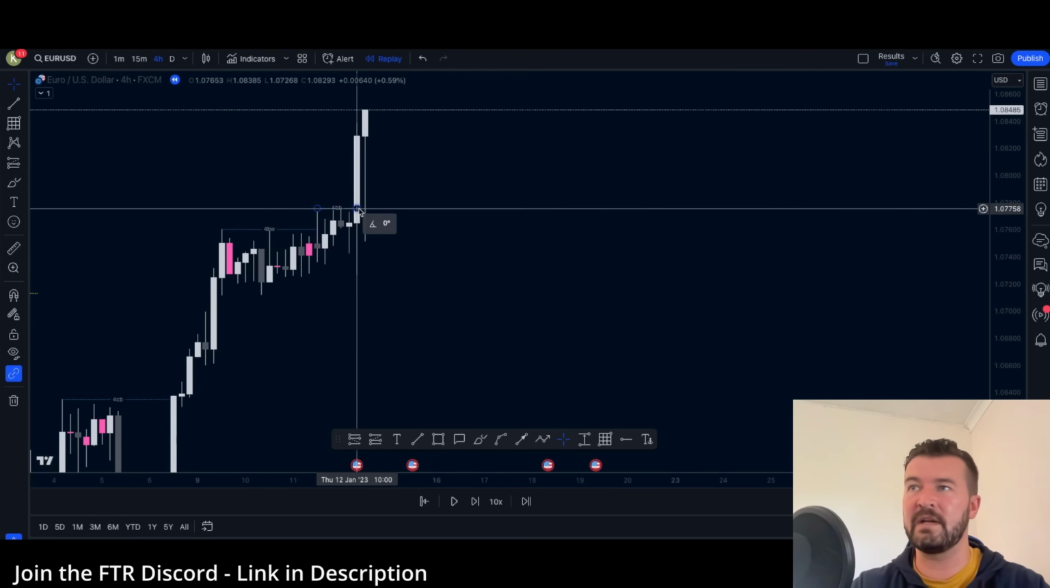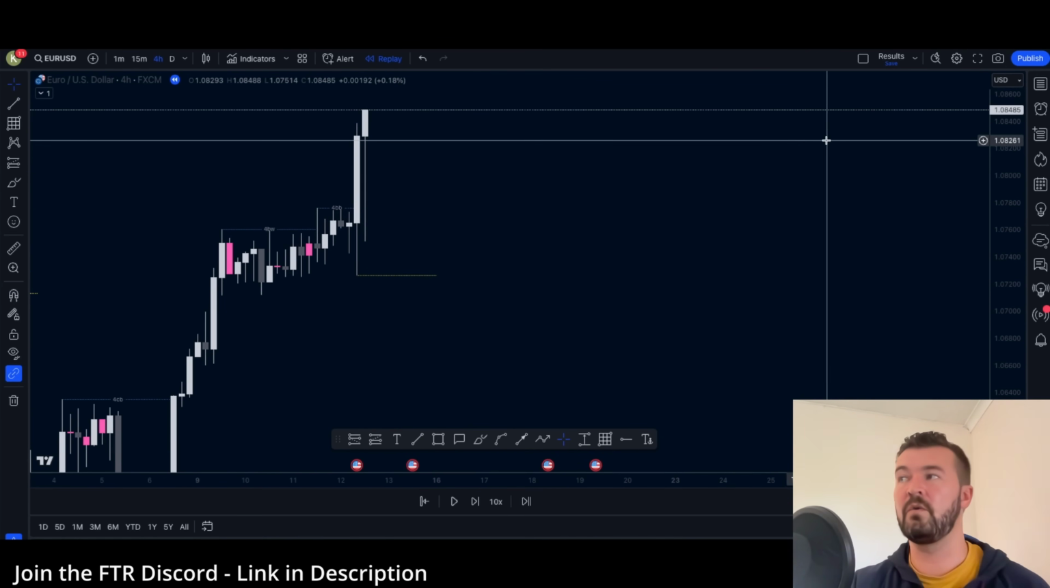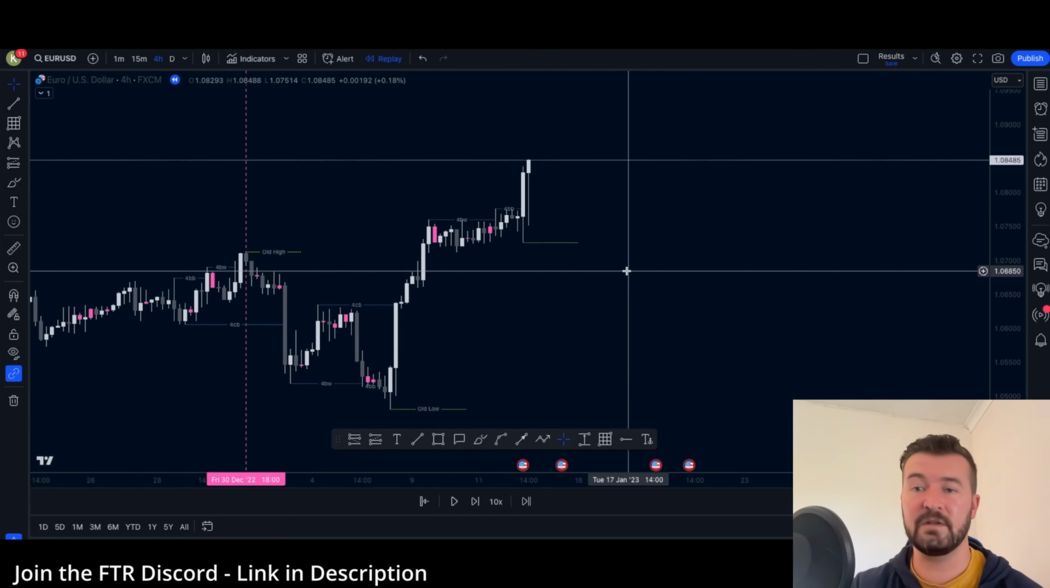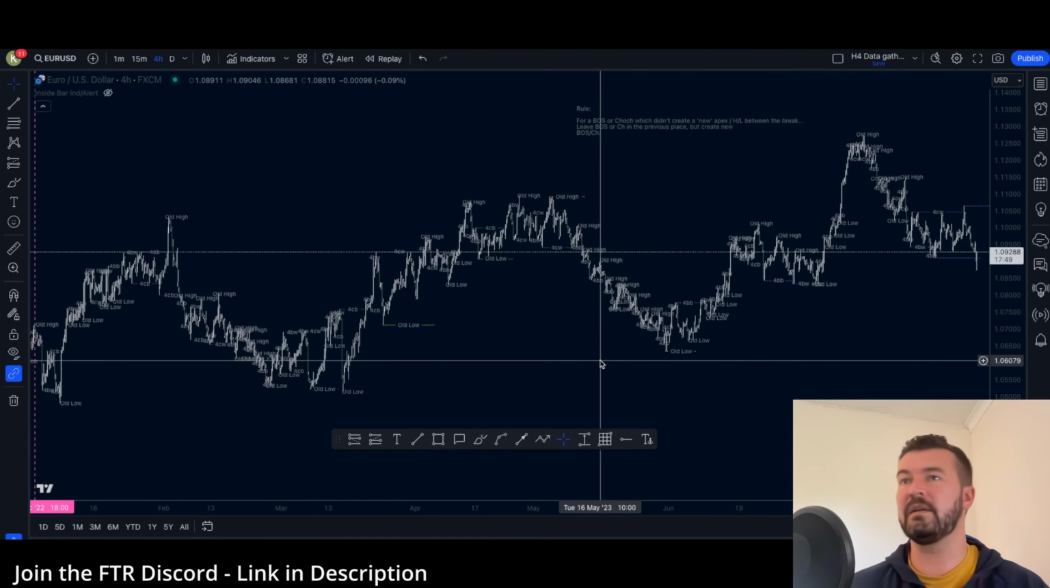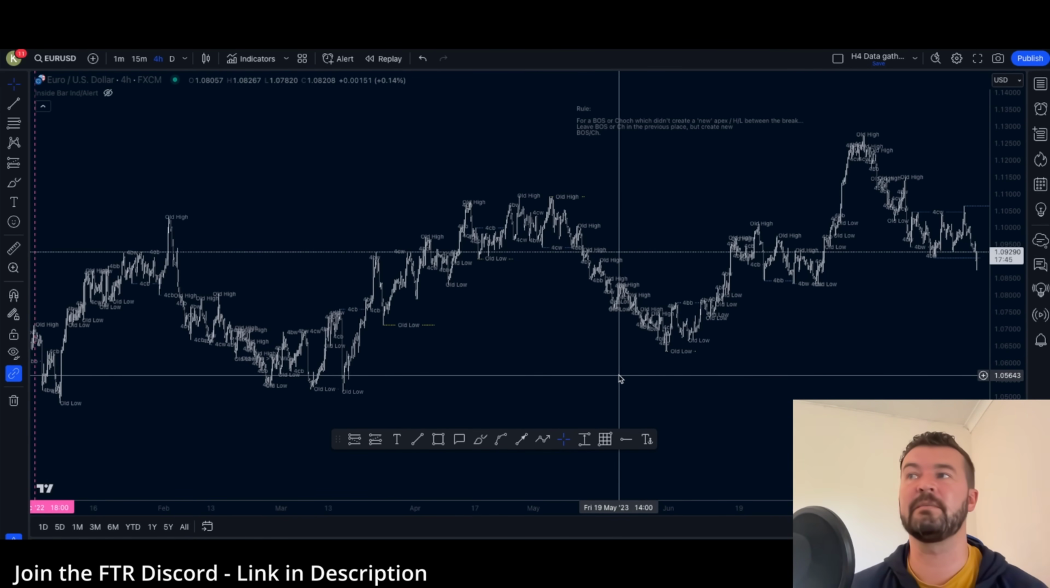And the lowest point between here and here was actually the breaking candle. So this will be our CHOCH line. All right, so once you've got all of this information, it should look something like this. There we go. So this is what it looks like when you've got the year's worth of data. It looks like a lot, but it's really not.